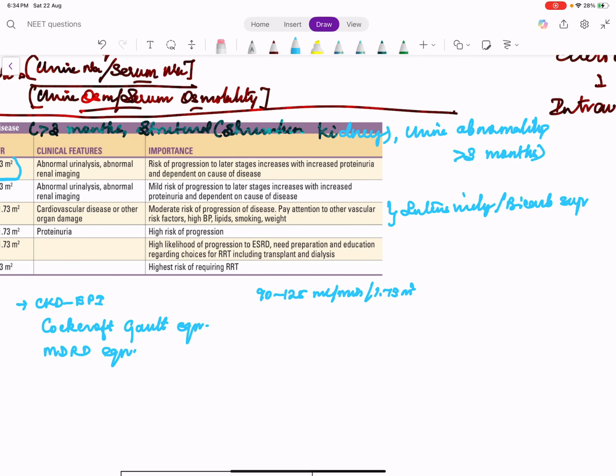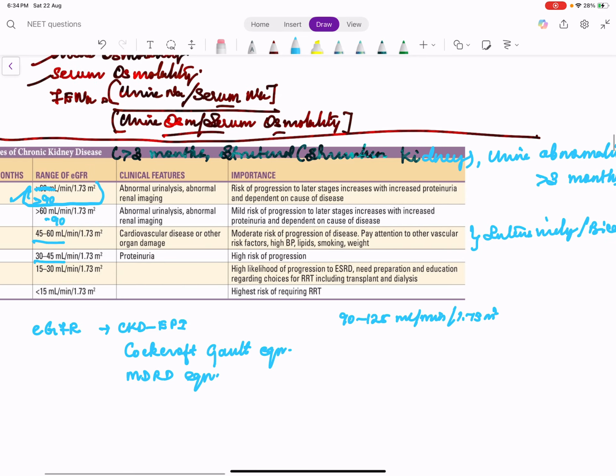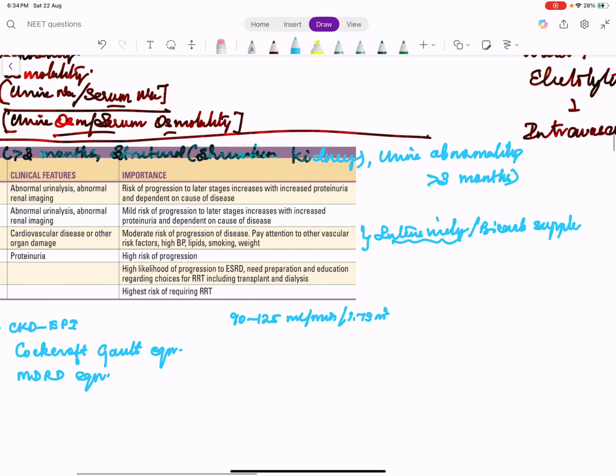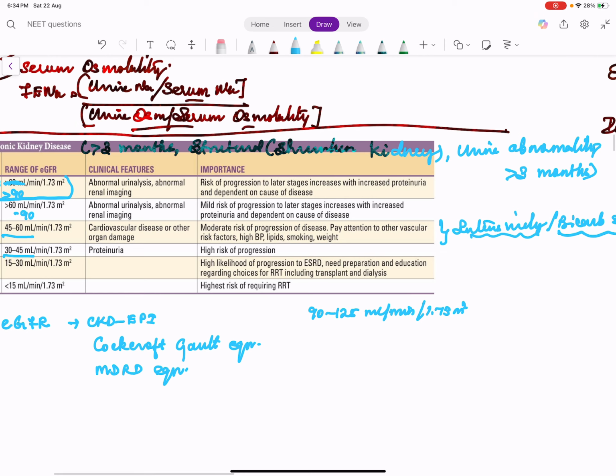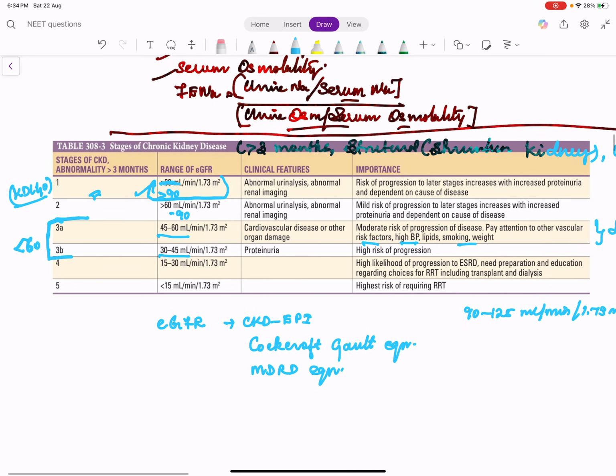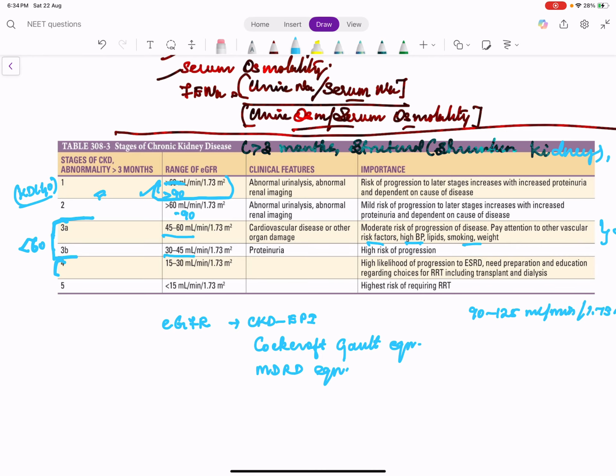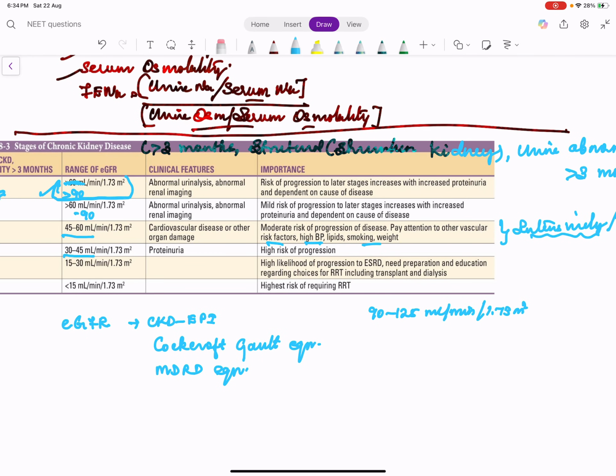Okay, so everything begins from this stage 3. The modification, drugs, everything begins here. So that is what is given. So BP control, diabetic control, weight reduction, etc. begins here. Stage 4 is the stage where there is high risk of going to the last stage, and we have to prepare for RRT.